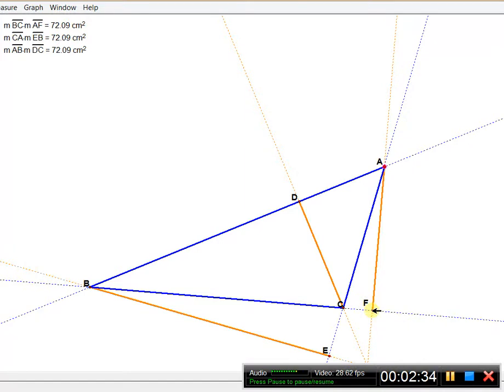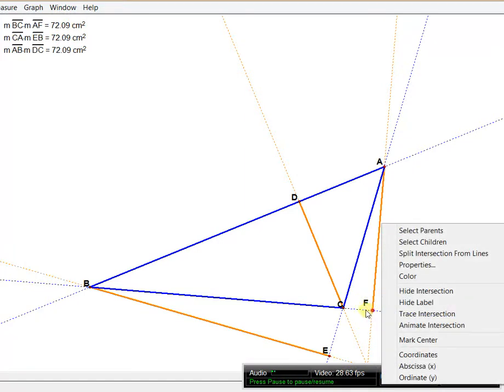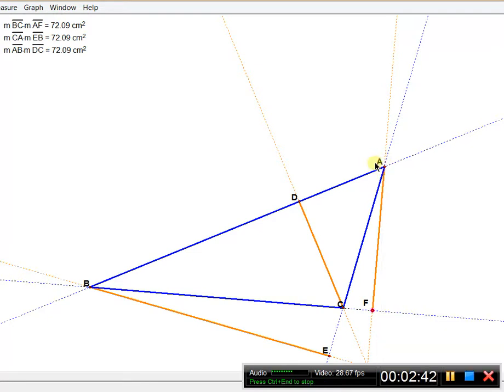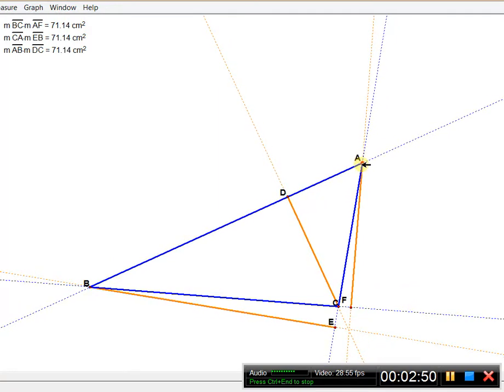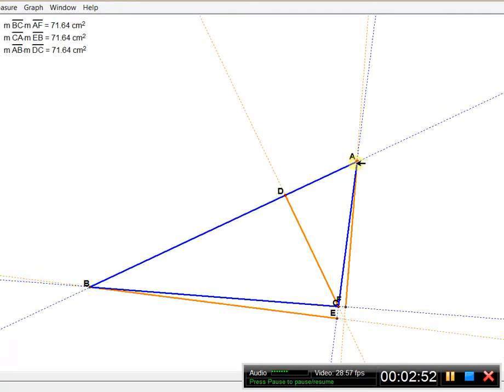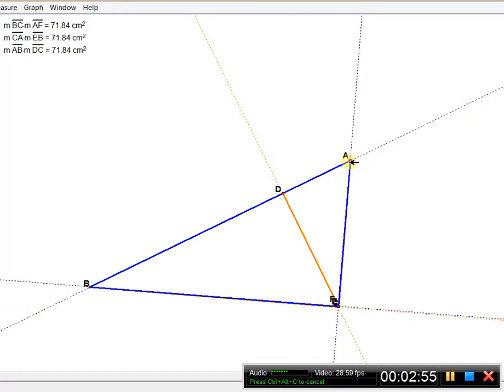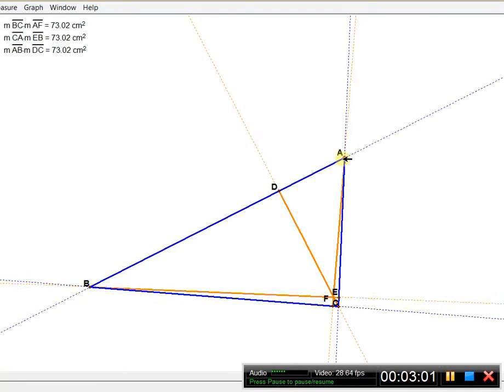If I move the side a little, watch angle C as I do this. Okay, angle C is becoming closer and closer to a right angle. When it becomes a right angle, then the altitudes are the same as the sides. So that's a nice special case to look at.